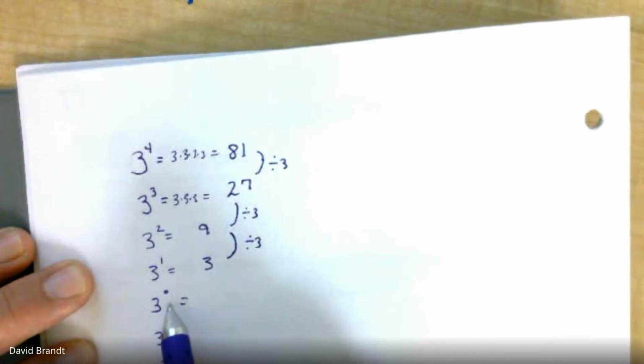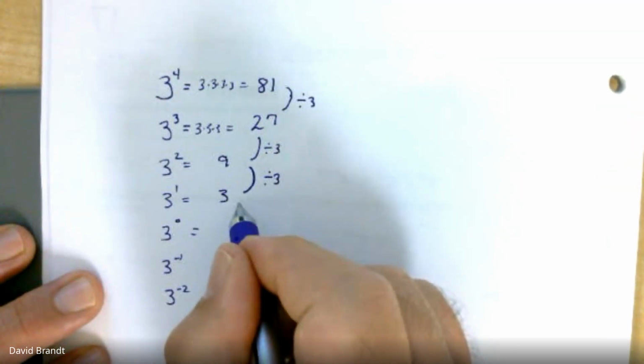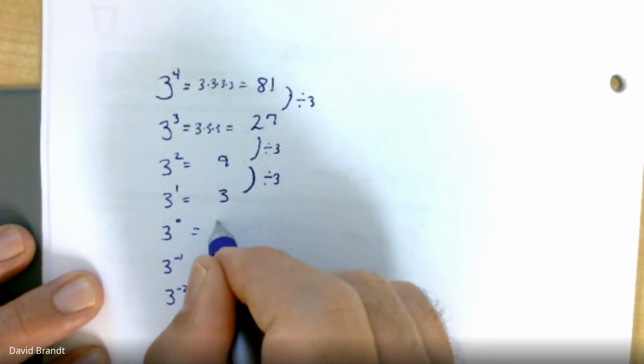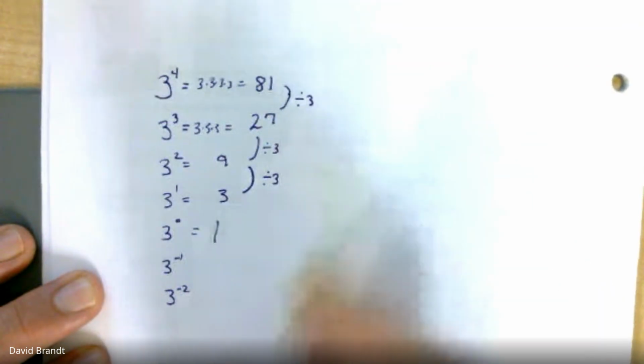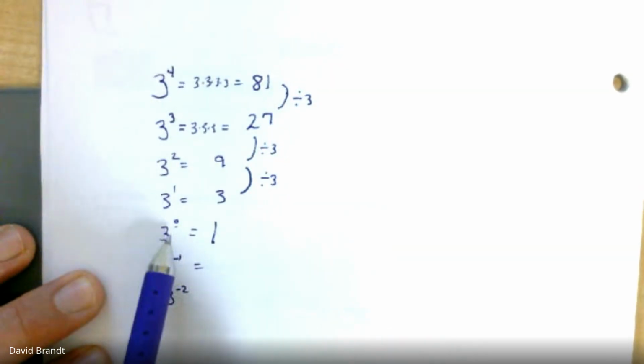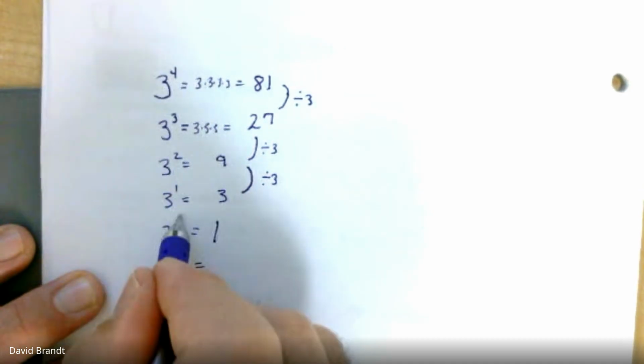Now, what's 3 to the power of 0? A lot of people want to say that's 0. No, it's not. If you divide by 3 again, 3 divided by 3 is 1. That's why anything to the power of 0 is 1. 2 to the power of 0 is 1. 5 to the power of 0 is 1. Anything to the power of 0 is 1.